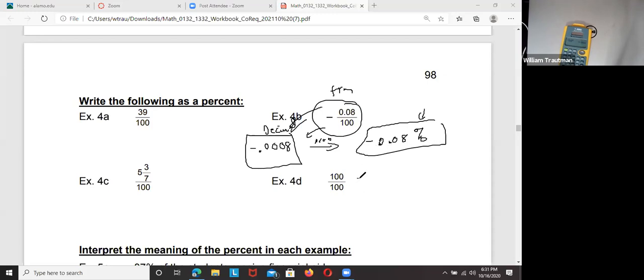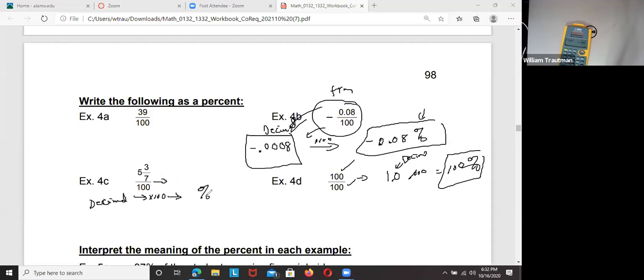100 divided by 100 is 1. Is 1.0. That's the decimal equivalent. If I multiply that by 100, I get 100%. You see, 100 shaded in out of 100 is all of it, 100%. Okay, let's try this one. 5 3/7 divided by 100. First, we're going to find the decimal equivalent. Then we're going to multiply it by 100, and we'll have the percent equivalent. 5 3/7.